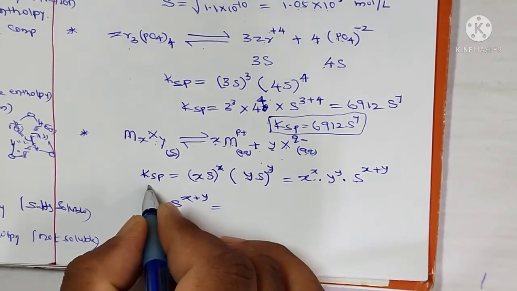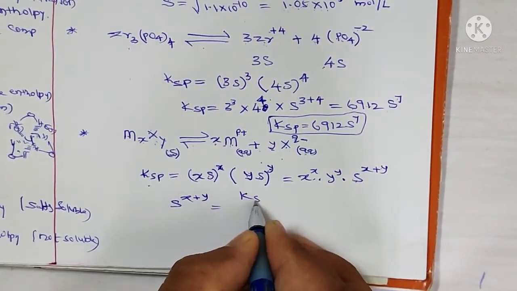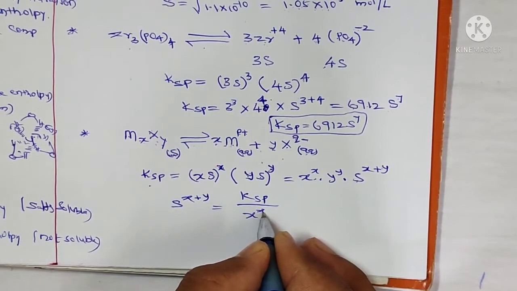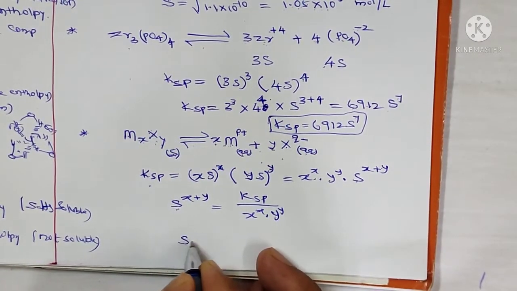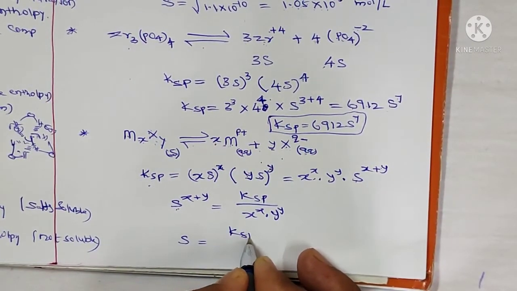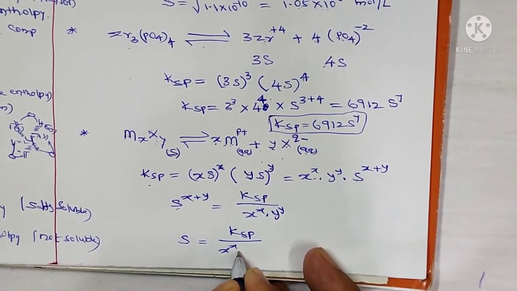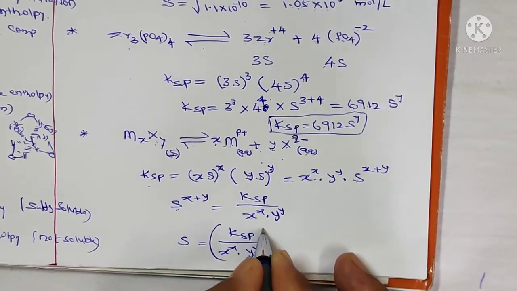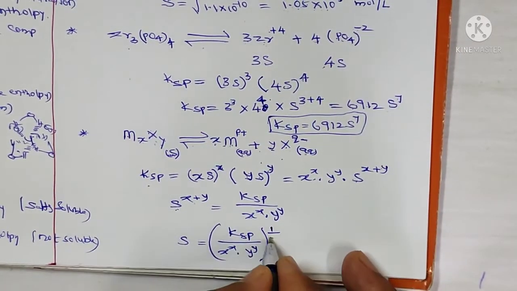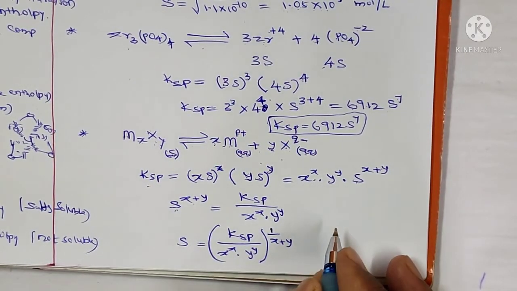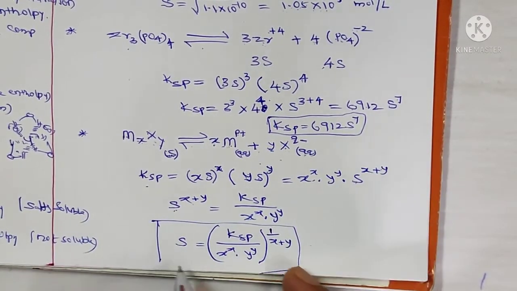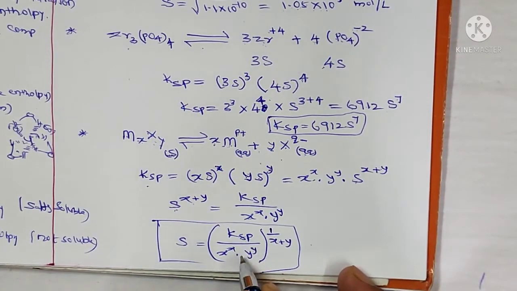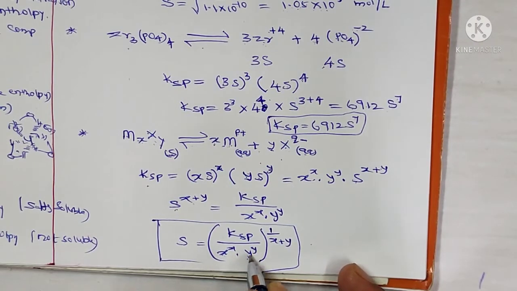Then we can write that s to the power of x plus y is equal to Ksp divided by x to the power of x into y to the power of y, since this value comes to the denominator side. And we need s, so s is equal to Ksp divided by x to the power of x into y to the power of y, and all to the power of 1 by x plus y. So it is a general formula for all equations. S is equal to Ksp divided by x to the power of x into y to the power of y, and all to the power of 1 by x plus y.